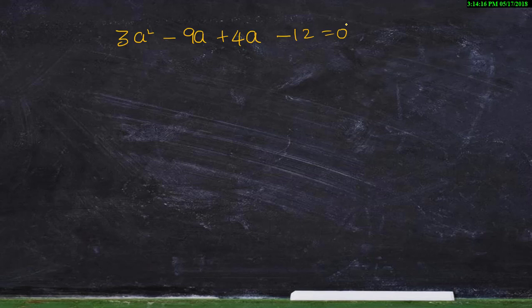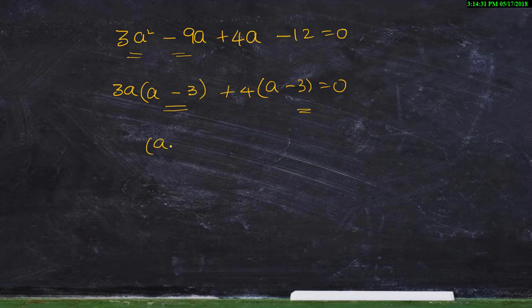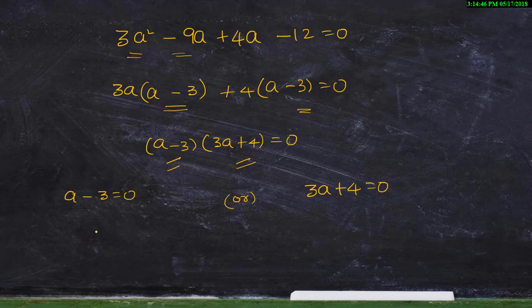Why I wrote it like this is that from these two terms you can simply take 3 common, right? So take 3a common, a will be present here, minus 3, plus 4 common, a minus 3 is equal to 0, and from these two terms take these two common, a minus 3, it will become 3a plus 4. That means either this has to be equal to 0 or this has to be equal to 0. That means a minus 3 is equal to 0 or 3a plus 4 is equal to 0. That will become a is equal to plus 3 or a is equal to minus 4 by 3.